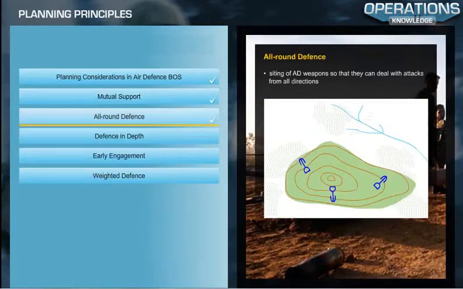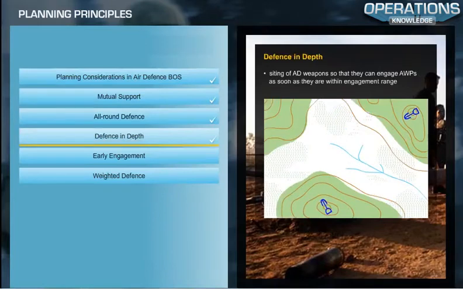All-round defence is the consideration whereby the AD is positioned to deal with attacks from all directions, since attack air weapon platforms can be positioned at any point in space for an attack. Defence in depth is the consideration whereby hostile air weapon platforms must be engaged the moment they come within range of the AD weapons. Successive engagement must continue until the air weapon platforms are destroyed or beyond the capability of the defence. To achieve this outcome, while ensuring the highest possible kill probability, weapons need to be sighted to achieve depth.